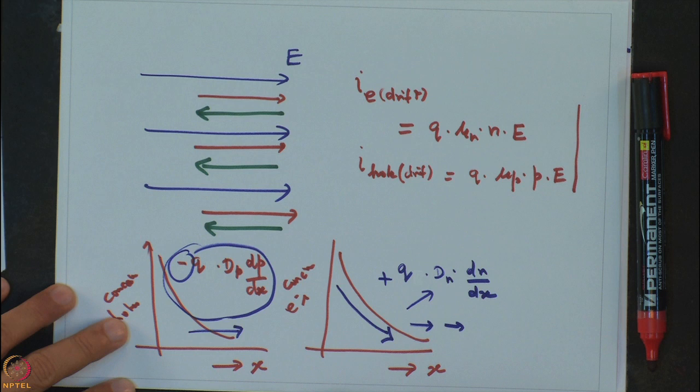So, basically these two currents, because of the holes and electrons diffusing from one side to another, are added up and we get the net diffusion current across the Pn junction.